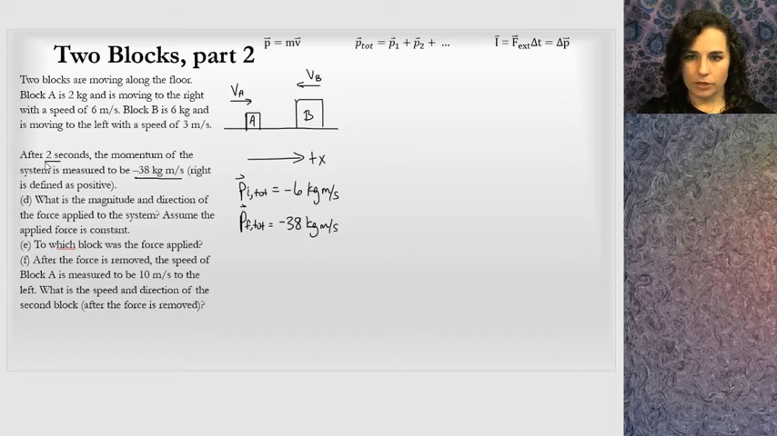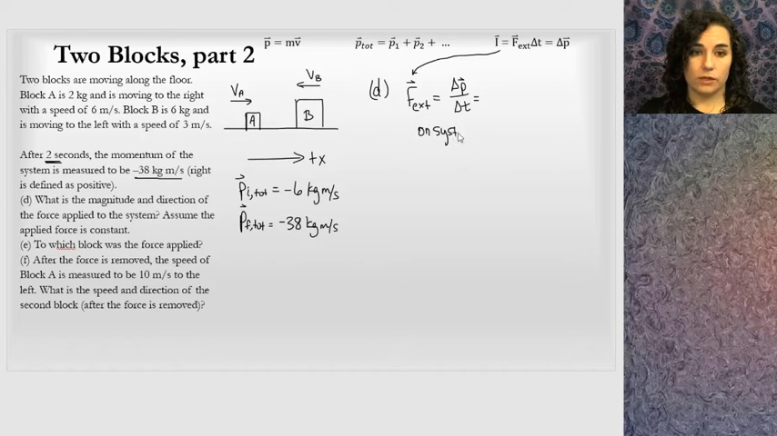So I have a time period. I'm going to notice I have a time period, which tells me I'll probably use the impulse equation because there's a time period. What is the magnitude and direction of the force applied to the system? Assume the applied force is constant. So we were going to do that anyway. So let's write out part D. The magnitude and direction of the force applied. So it seems like the impulse equation is going to work here. And if I solve for the force, the external force on the system, I'll get the change in momentum over the change in time. Okay? And this will be on the whole system. On system. Right?